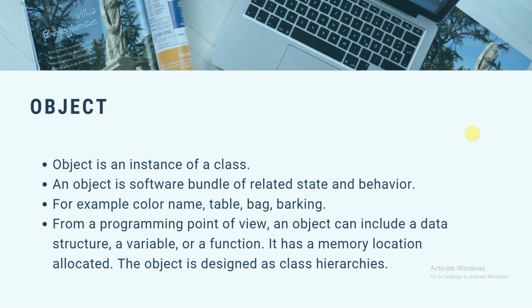So what is an object? An object is an instance of a class. An object basically represents real world entities such as book, pen, paper. Car is also an object. From the programming point of view, an object can include a data structure, a variable, or a function. And it also has a memory location allocated to it.